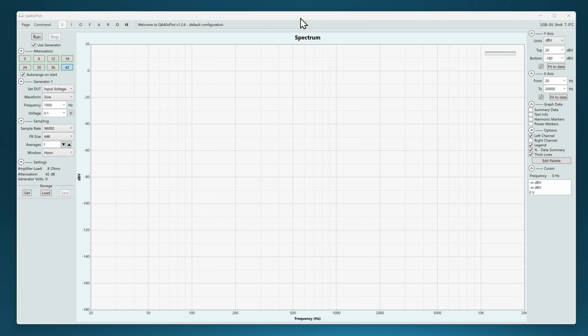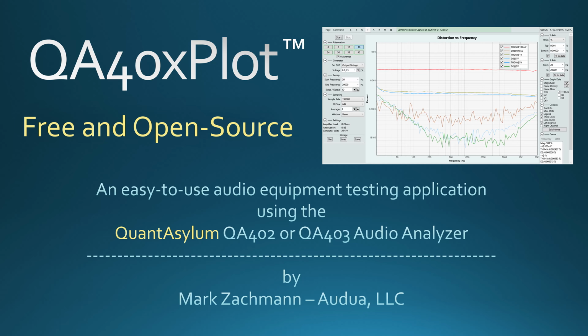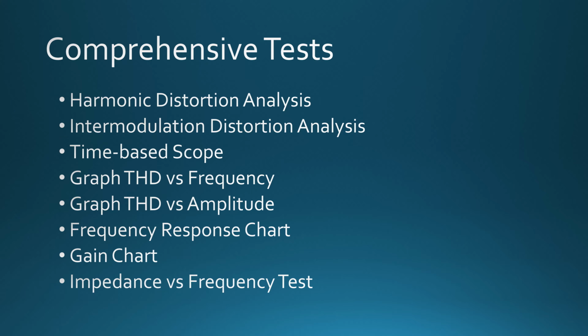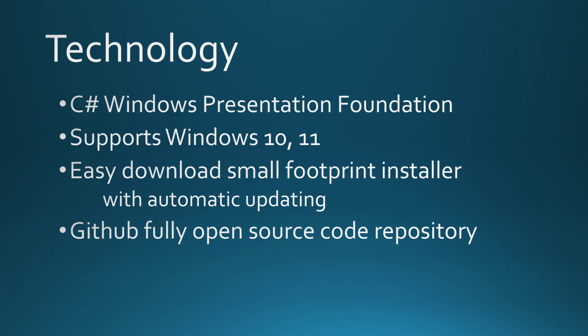But let me get into a little bit more about the product. So it's free and open source. It works with the Quantasylum QA402 and 403 audio analyzers and produces industry standard output charts and ways to test your audio equipment. There are a bunch of comprehensive tests: harmonic distortion, intermod distortion, there's an oscilloscope, there are graphs for THD versus frequency and amplitude, and etc. Bunches of different tests.